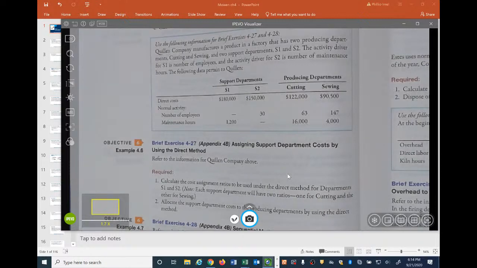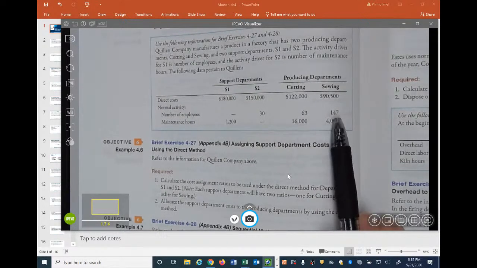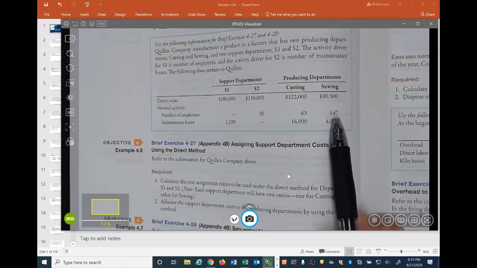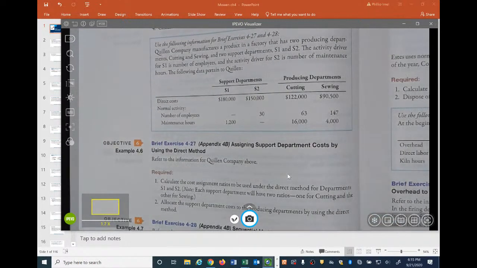I want to take a stab at it. Anyone think they have any of the ratios? We can start with S1. There's two ratios for both S1 and S2. What about S1 for cutting? It is. Yep. So how'd you find that? The 63 divided by 63 plus 127. Right. Yep. That's right. So I'm going to work through it as you said, but that's right.